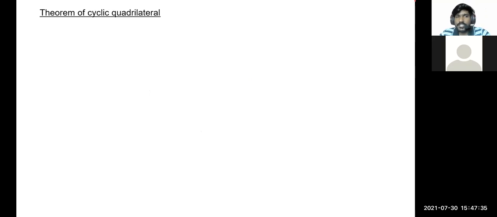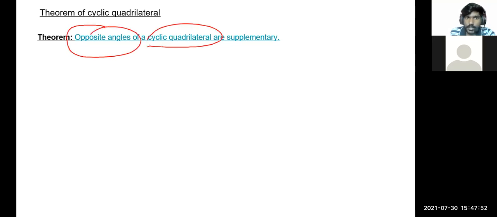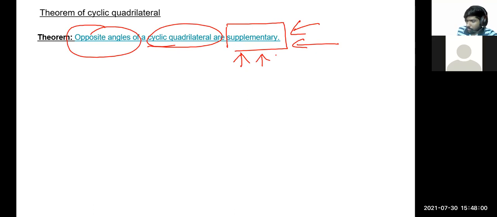Okay. So next is the theorem of cyclic quadrilateral. Very, very important. The theorem of cyclic quadrilateral says that opposite angles of a cyclic quadrilateral are supplementary. Now, what do you mean by supplementary? What do you remember about the word supplementary? Anything?